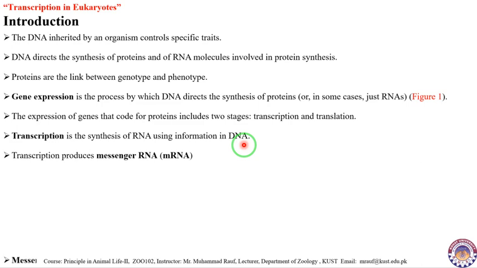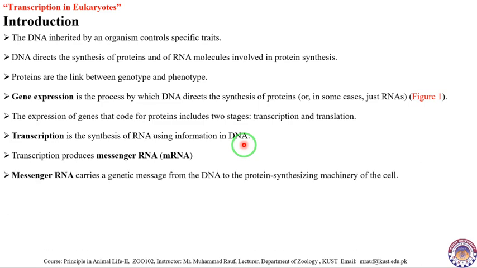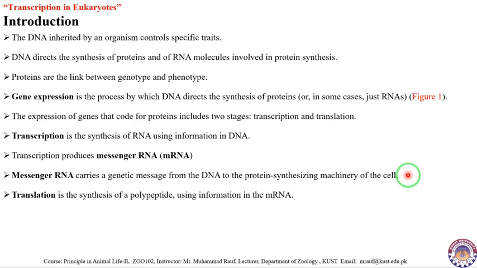So transcription produces messenger RNA. Messenger RNA carries a genetic message from the DNA to the protein synthesizing machinery of the cell. Once messenger RNA is synthesized, then after slight modification, if it is in a eukaryotic cell, it finds its way through nuclear pores into the cytoplasm where it associates with ribosomes, and then with the help of transfer RNA and other enzymes, the information encoded in messenger RNA for a particular polypeptide chain is decoded and the polypeptide chain is formed. So this was the process of transcription.